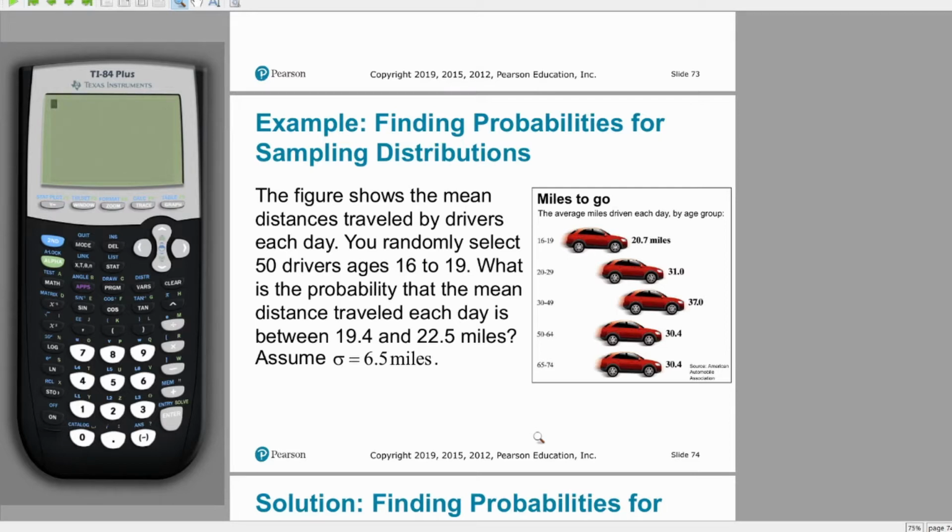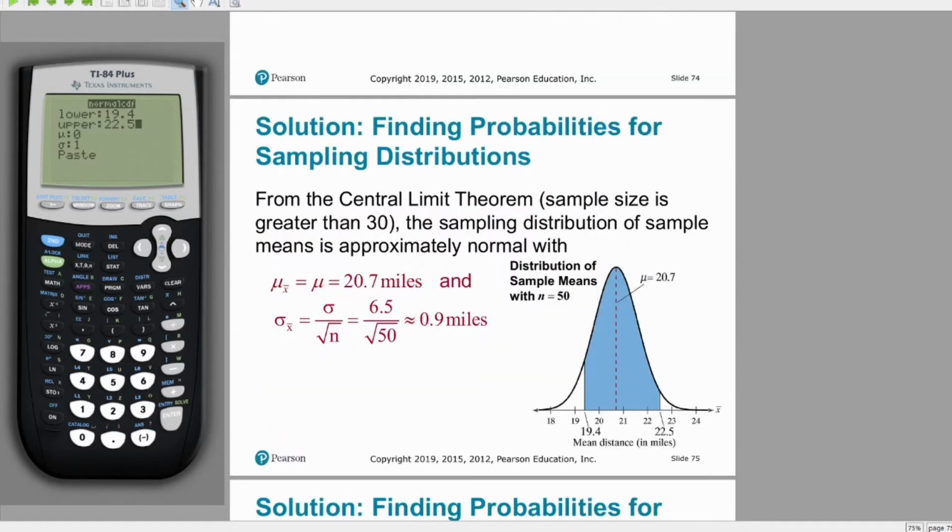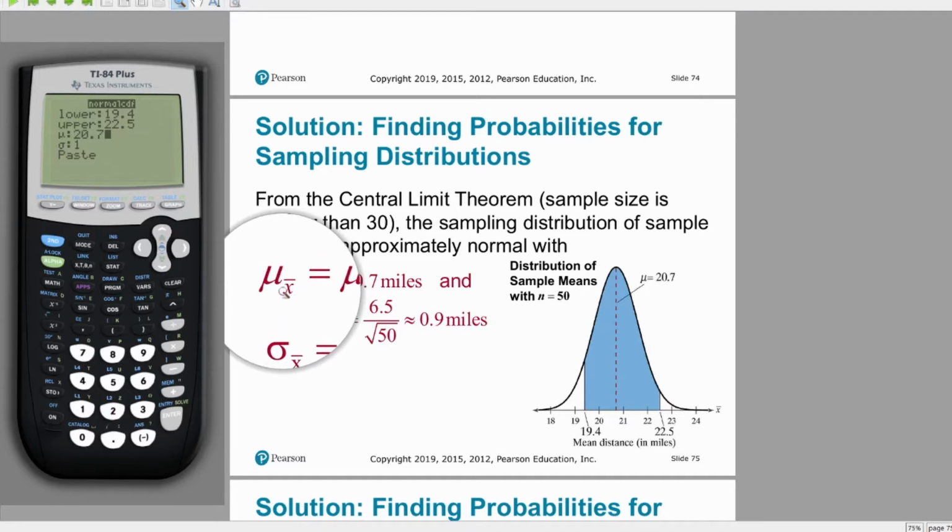Anyway, to do this in the calculator, what we're going to do is recognize our values here. So we're going to go second vars for distributions and go back into normal CDF, where now we have a lower boundary of 19.4, an upper boundary of 22.5, and here the mean that we're looking for is really a mean of sample means, mu sub x bar. We can't tell the calculator to specifically look at that, but mu is close enough for what we need. So we're going to say the mean is 20.7, just bearing in mind that that's actually a mean of sample means, at least in this case.